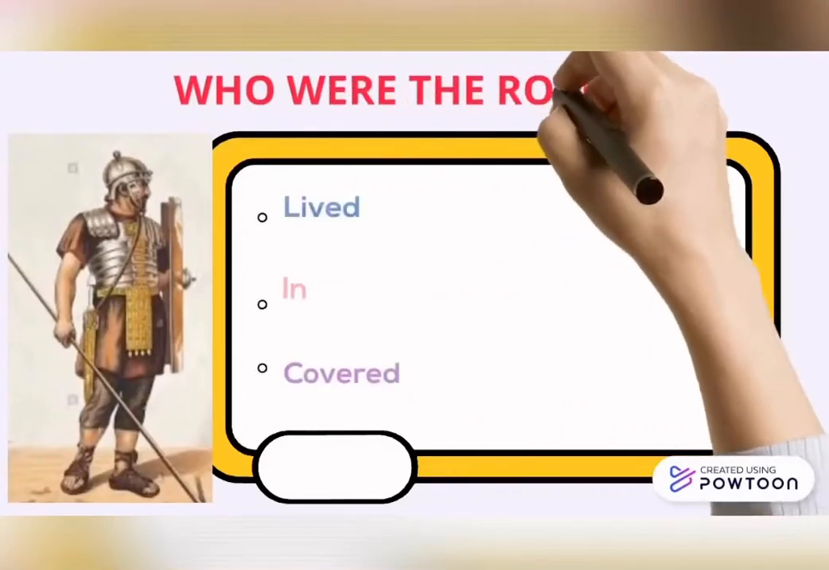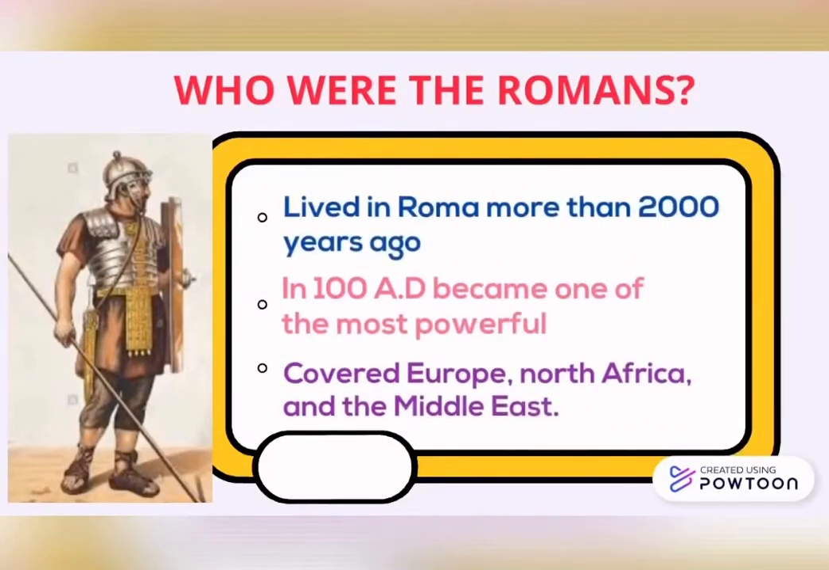They were people who lived in Rome, the capital of Italy, more than 2,000 years ago. In the year 100 after Christ, they became one of the most powerful empires thanks to their army. The Roman Empire covered much of Europe, North Africa, and the Middle East.